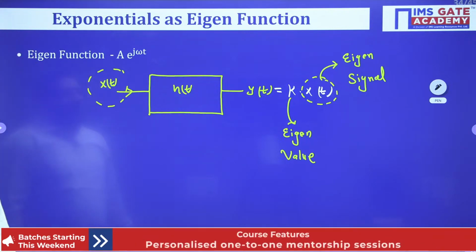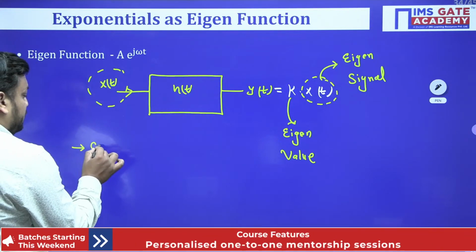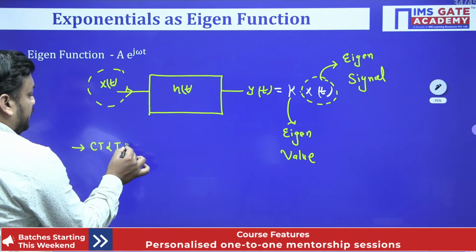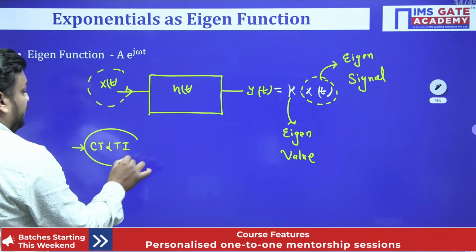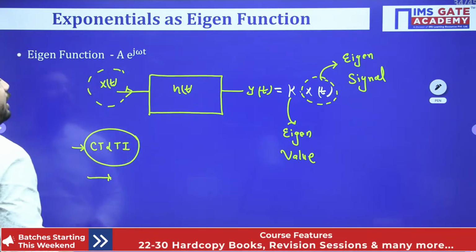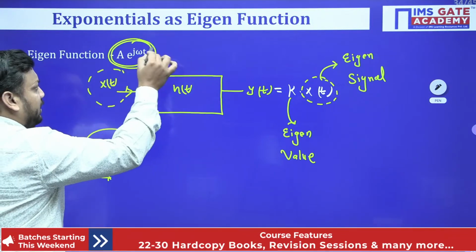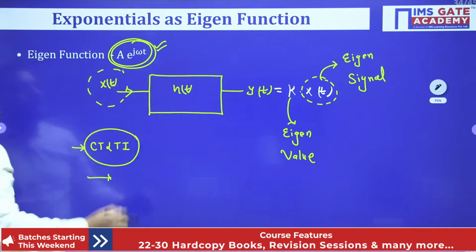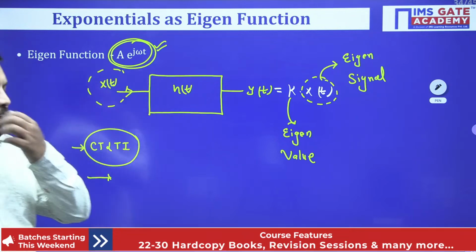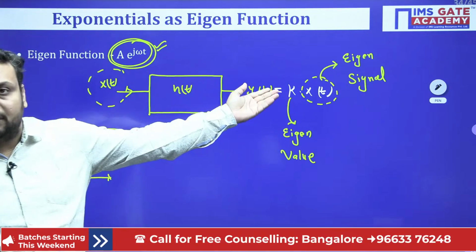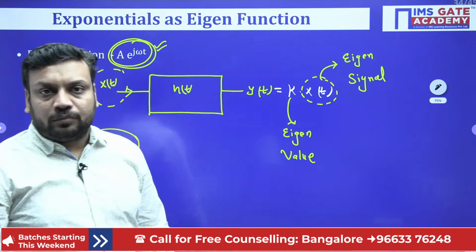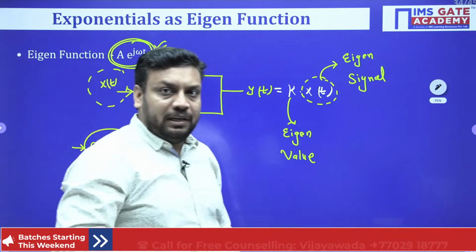So it means in the continuous time LTI system, we have a fundamental eigenfunction, that is nothing but e to the power j omega t. It means if I apply this signal as input, I will get only a scalar version of the input signal as the output. How I will get that, I will just let you know.